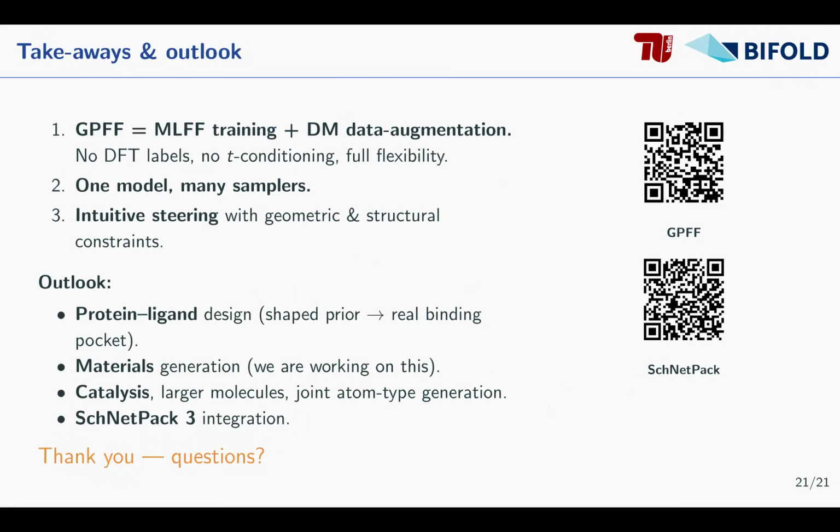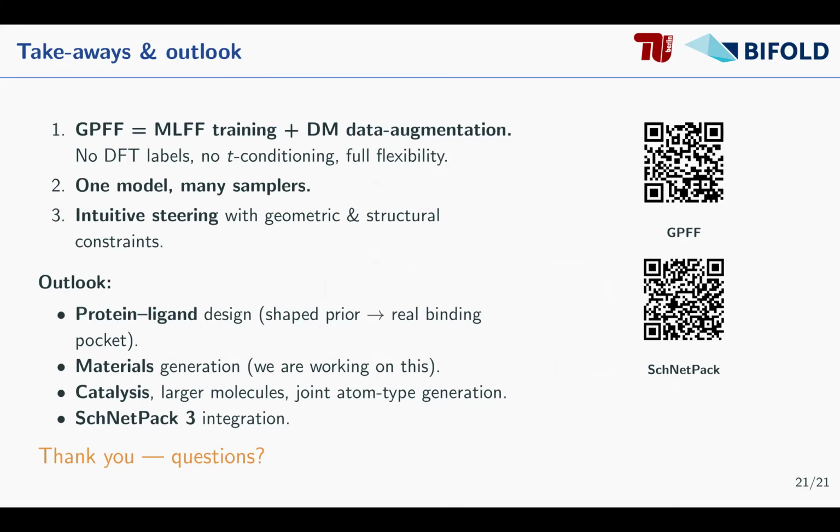Okay, and with this, I want to wrap up. So the key takeaways are that we defined this generative pseudo-force field, which is a hybrid approach between machine learning force fields and diffusion models, where we don't need any DFT labels, we don't need the time-step conditioning, and we are very flexible. And with one model, we can use a whole set of different samplers. And those samplers also support things like intuitive steering with geometric or structural constraints.